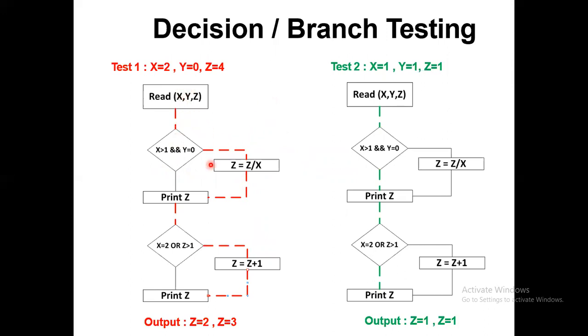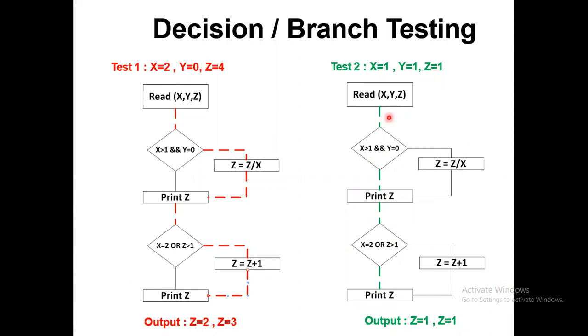So this one we have obtained from our statement testing. So basically this is our true path values, right? So when it comes to test 2, now we have covered this true path. Now we have to cover our false path, right? It means read x, y, z, then the condition, print z, again condition, print z. We have to eliminate this z equals statement, right?